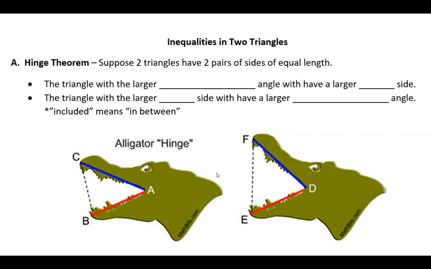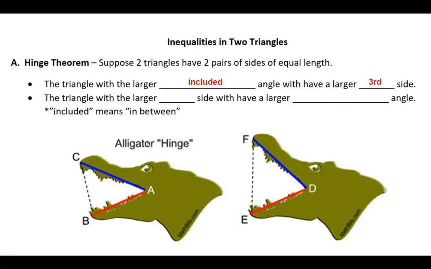It's when we have two triangles that have two pairs of sides that have equal length. And so I kind of like this image that I found. Some people call it the alligator hinge maybe. And so if you look at the jaw of this alligator, okay, this red length, it's the same in both of these alligators, right? It's the same alligator really, it's just opening its mouth. And so the blue lengths are also the same. And so what this hinge theorem is saying is that the triangle that ends up with that included angle, a larger included angle, is going to have a larger third side.